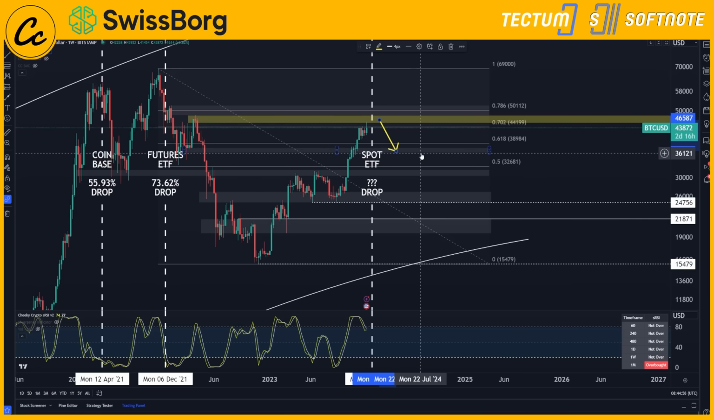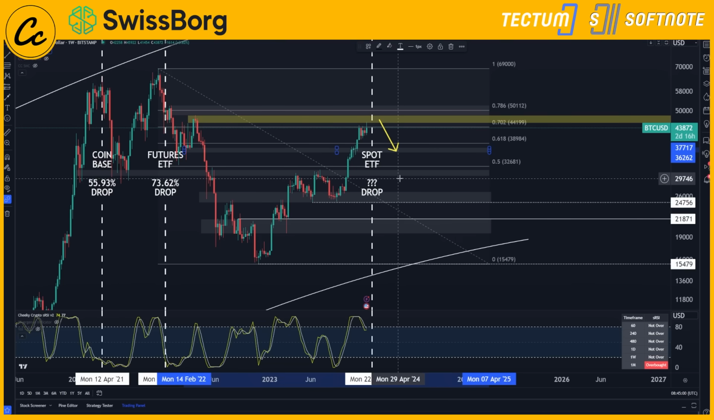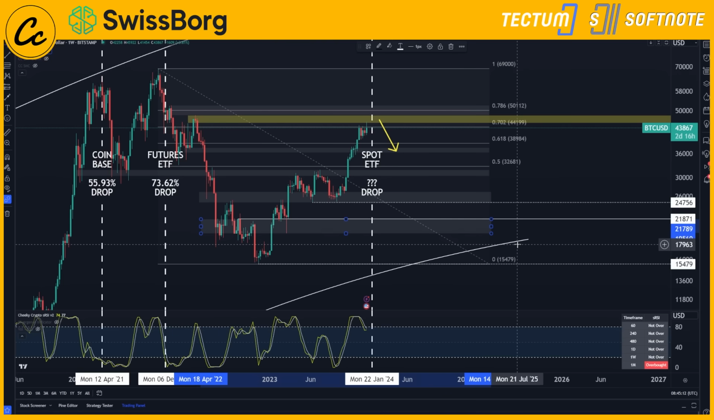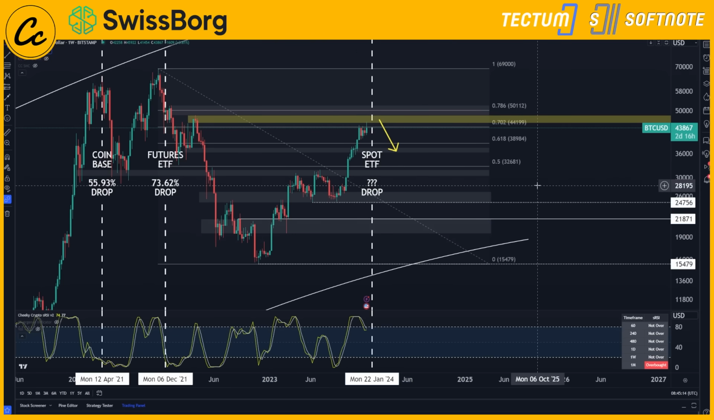Other areas of interest on the weekly time frame align very much to the daily. So we've got 36, 37. We have a little bit further to the downside at 30 to 32,000. Underneath there, I think it's 24 to 26. Under that, 19.5 to 21,800. So all of these areas are points of interest.